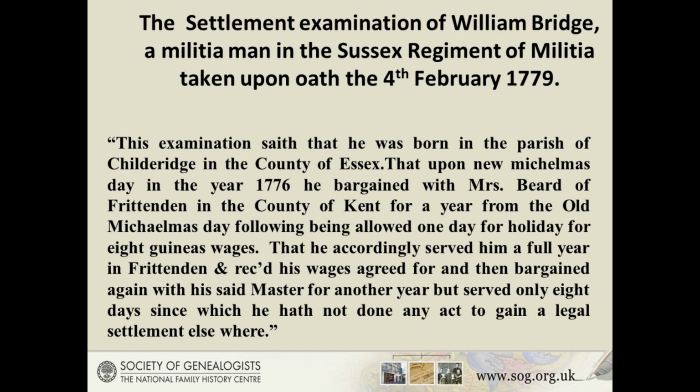This settlement examination of William Bridge, a militiaman in the Sussex Regiment of Militia, taken upon oath on the 4th of February 1779, shows that local JPs were anxious to prove his parish of settlement, i.e. where could they send him once he became a burden on the parish. William's account shows he moved considerably. He was born in the parish of Childridge in the county of Essex. That upon New Michaelmas Day in 1776 he bargained with Mrs. Beard of Frittenden in the county of Kent, and there he served a full year and received wages, but had done nothing else to receive a legal settlement elsewhere.